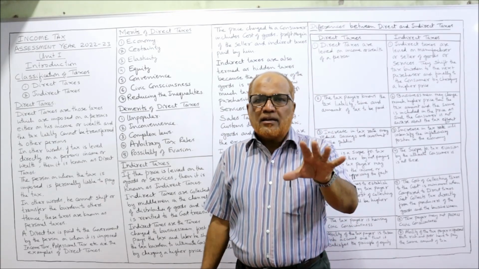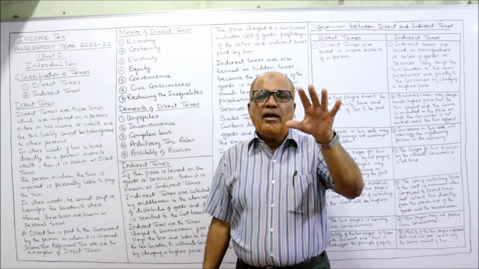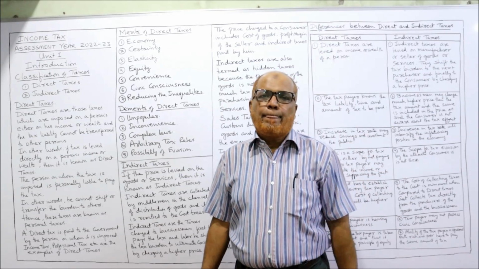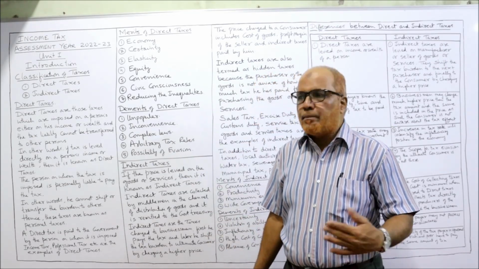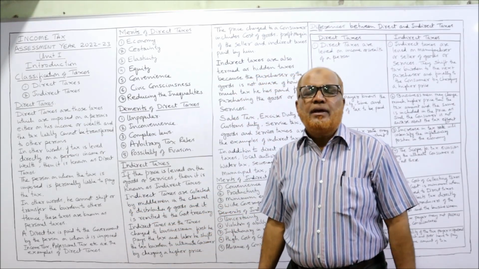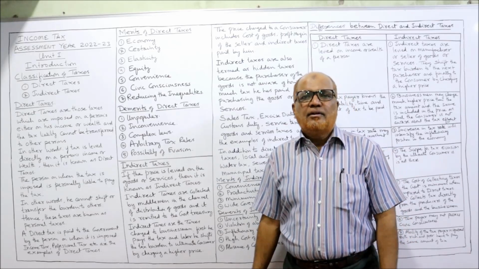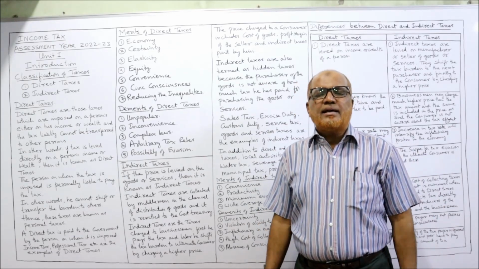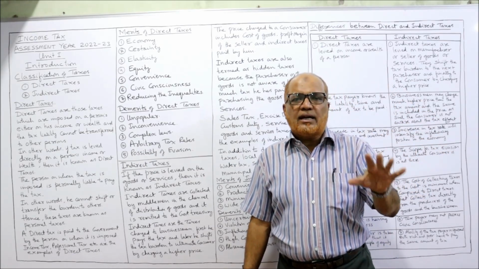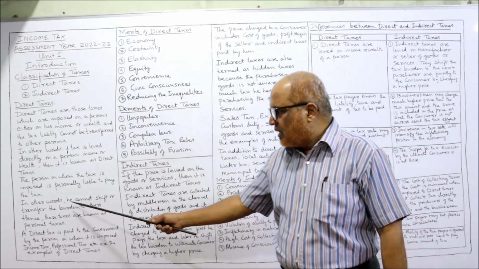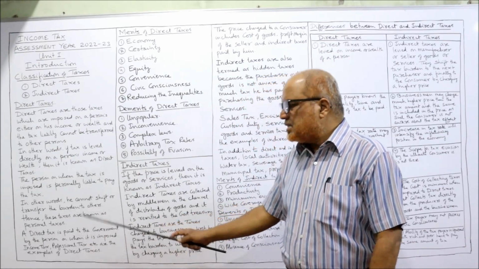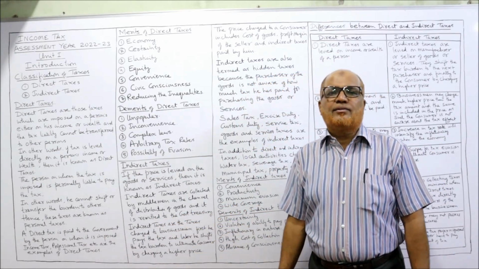Why direct taxes? Because when the government imposes the tax on a person, that person alone must bear and pay it. The person on whom the tax is imposed is personally liable. That's why it is called personal tax. Direct tax is also called personal tax because it is imposed on a person and only that person has to pay the tax. He cannot shift or transfer the burden to others. Hence, these taxes are known as personal taxes.